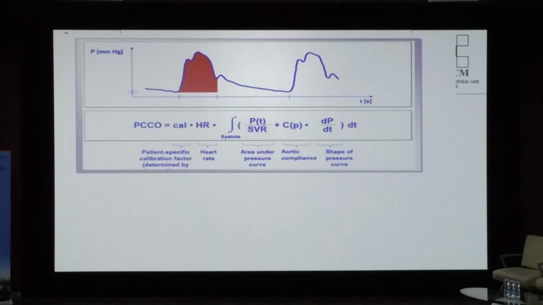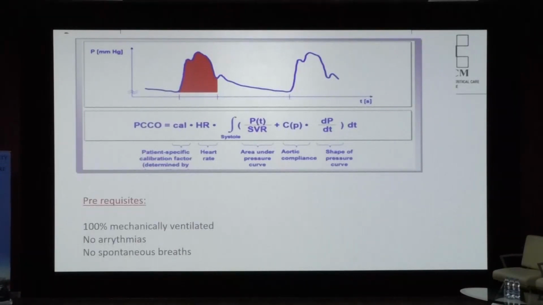I'm not going into the details of this formula, but you need to have your calibration factor, your heart rate, and the area under the curve, which is your stroke volume. You need to know the aortic compliance, which can also be derived from the curve. The rate of downward slope time gives your aortic compliance and the shape of the curve. So based on all these factors, this PiCCO will give you an exact cardiac output.